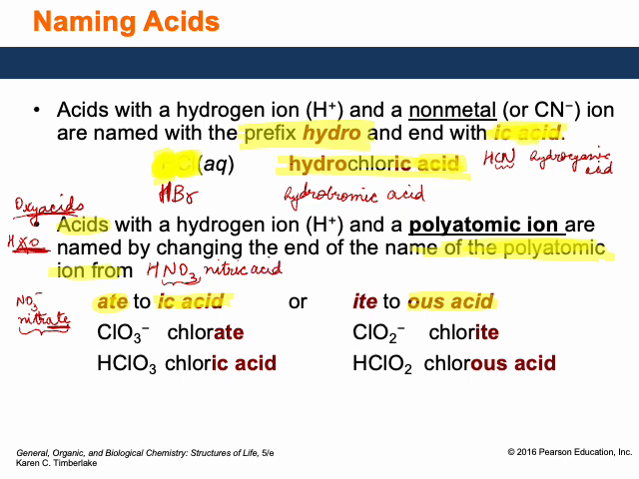Okay, another example is, for instance, you see this ion ClO3 minus is called chlorate, and if you see an acid like HClO3, you know this is chlorate, so the name is going to be chloric acid.